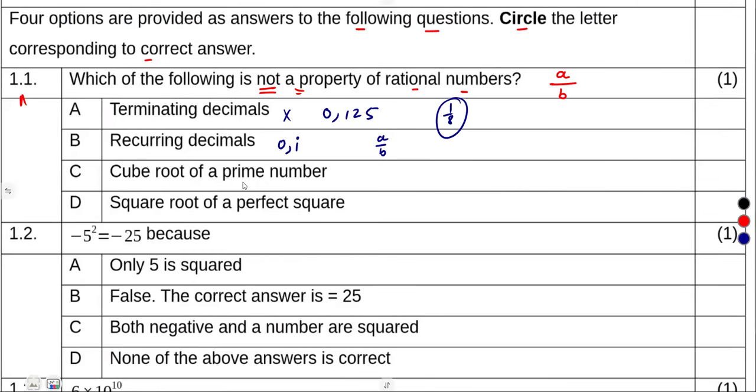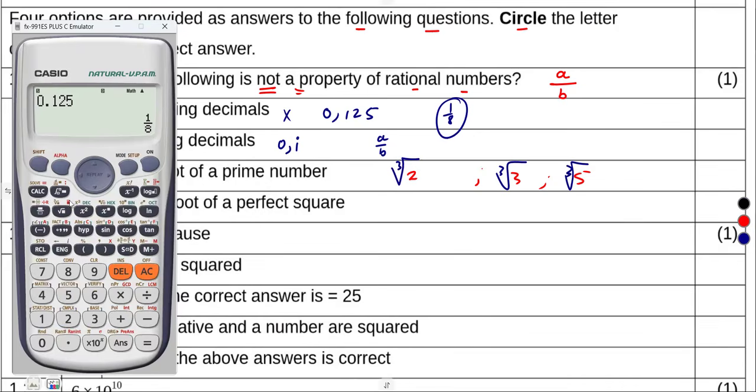The cube root of a prime number. Prime numbers are exactly divisible by 1 and itself: 2, 3, 5, and so on. But we need the cube root of these numbers. Can they be simplified? Let us consider the cube root of 2. We cannot write this as a fraction. If you try to change it, it is impossible.